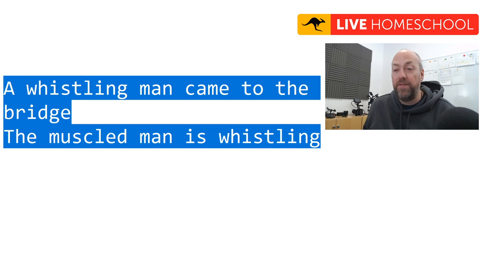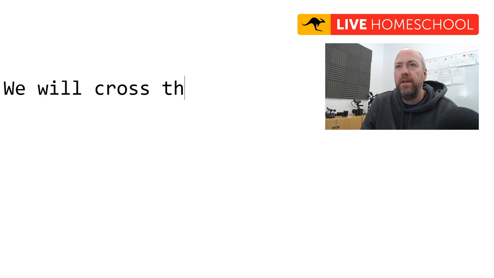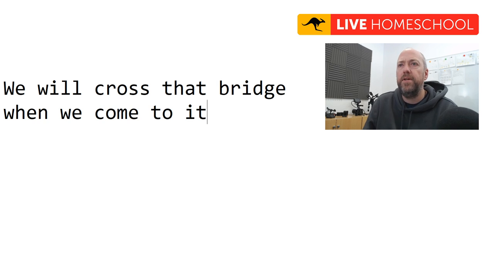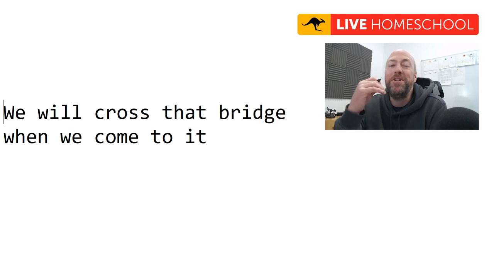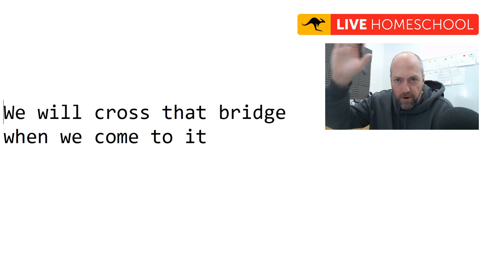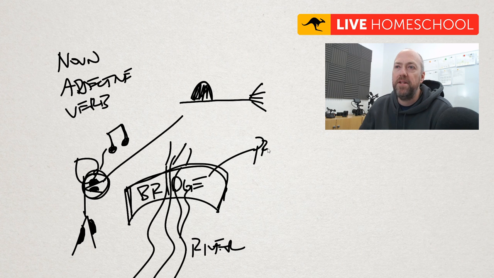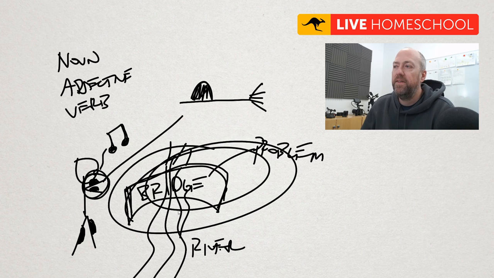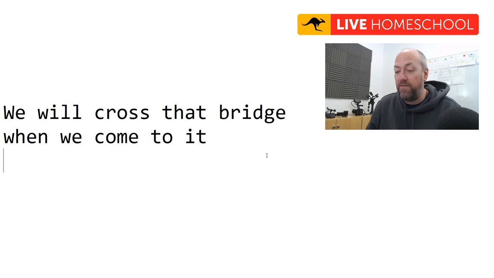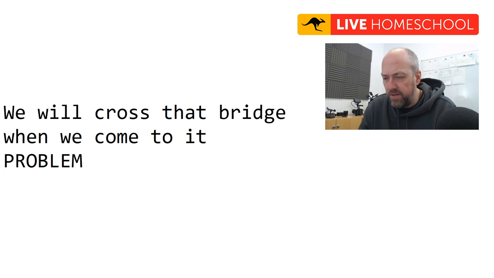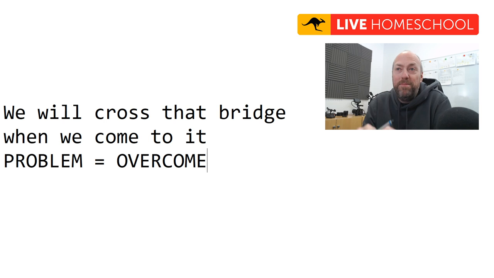And in fact this is a beautiful idiom in English, which is we will cross that bridge when we come to it. We will cross that bridge when we come to it. Which basically means that there's a problem in the future. Problem, it's a metaphor, right? This is a problem, and you're going to overcome this problem. You see the verb, it's a metaphor. You see what we do? We have a problem and then we, where's my equal sign? And we overcome the problem. Over the bridge.